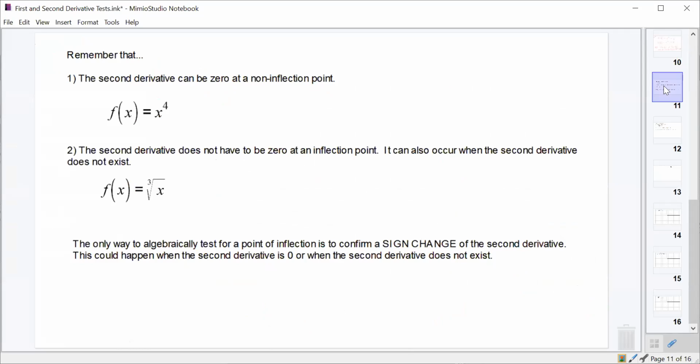Now we want to note a couple of things. First off, similar to our increasing and decreasing and maxima and minima, where the first derivative might have been 0, we might have had a critical value, but we didn't necessarily have a max or a min. Well, the same thing can be true with the second derivative. The second derivative could be 0 at a non-inflection point. So if we take something like x to the 4th, just to illustrate this real quick, its derivative is 4x cubed, and its second derivative is 12x squared, which equals 0 at x equals 0.